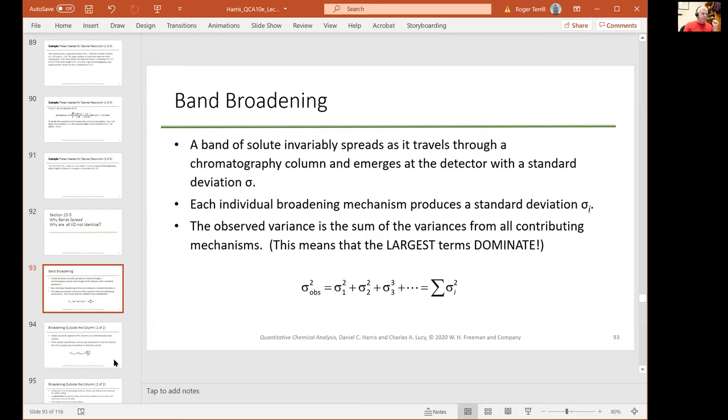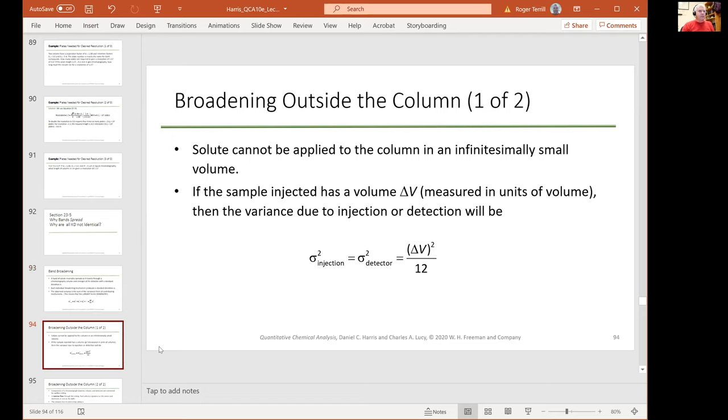Okay, so now broadening outside of the column. And this is simply the fact that you cannot inject all the molecules at the exact same space. So this is like, duh. Normally it's not a limiting factor because there's so much other junk going on. But if you have a delta V value, you can divide it by 12 and that will give you something like sigma squared injection, right? I do not know where they get that, but that's one source of band broadening.